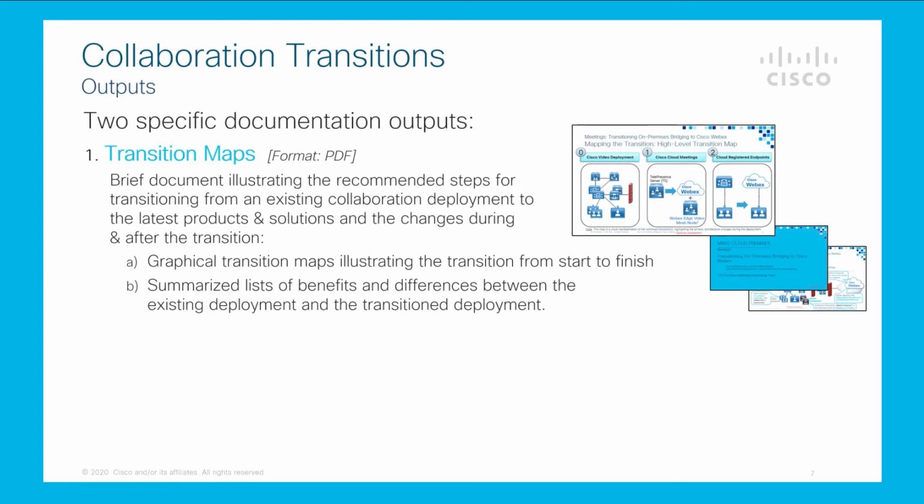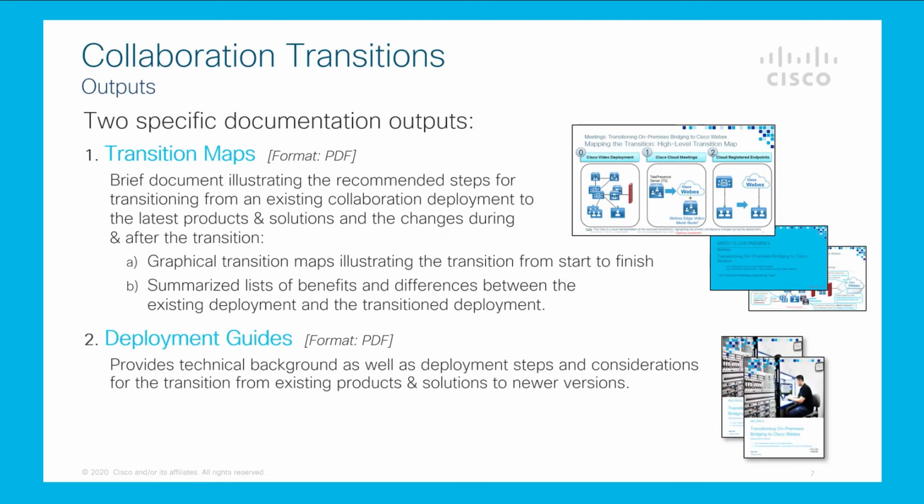Now let's have a look at the program documentation. There are two documentation outputs for this program. First are the transition maps, which are brief documents which provide graphical transition maps illustrating the transition from start to finish and summarize lists of benefits and differences between the existing and transition deployments. And second are the deployment guides, which are more in-depth documents which provide both technical background and deployment steps and considerations for making the transition from the existing to the latest versions of the various collaboration products and solutions.